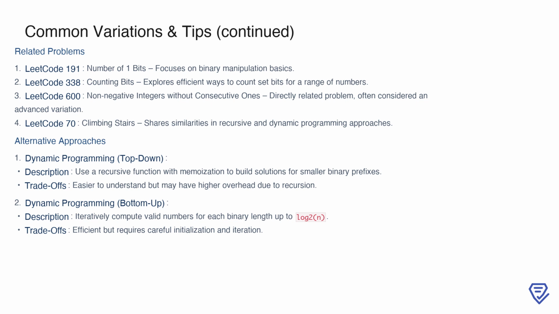Now, when it comes to alternative approaches, dynamic programming is a popular choice. A top-down method involves using a recursive function with memoization to solve smaller binary prefixes and build up to the full problem. This approach is easier to understand but might have higher overhead due to recursion. On the other hand, a bottom-up dynamic programming approach computes solutions iteratively, starting from the smallest binary lengths and working up to log2(n). While more efficient, this method requires careful initialization and iteration.